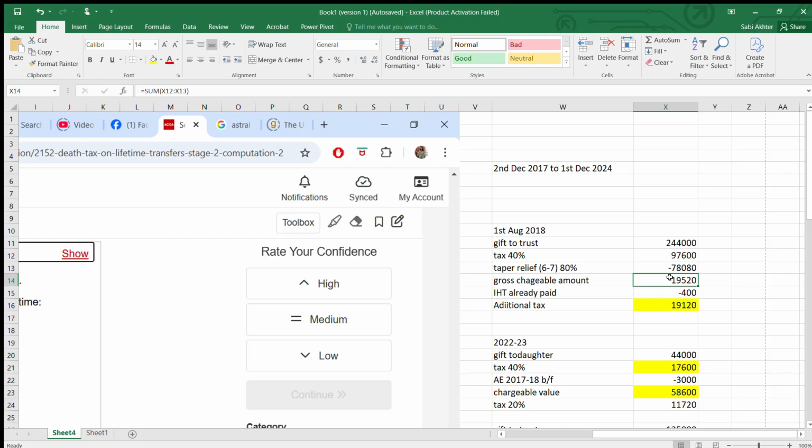Then the additional IHT, the IHT is 19,520, but you have to deduct the IHT that you have already paid. You paid 48,800. Okay, this is from your activity 4. You see, it's negative. That means you are going to get a repayment of tax. No. You see, the tax that you have paid is more than the chargeable amount. So there is no additional tax. It is simply 0. And you are not going to get any repayment.